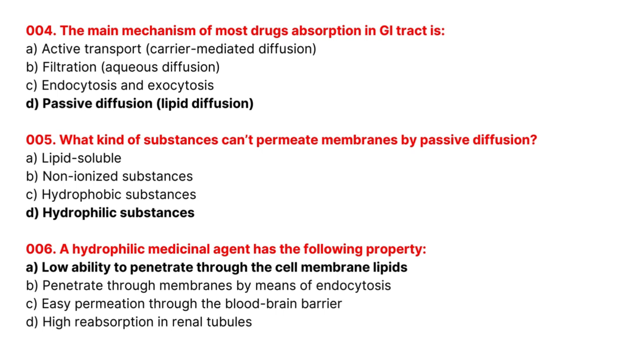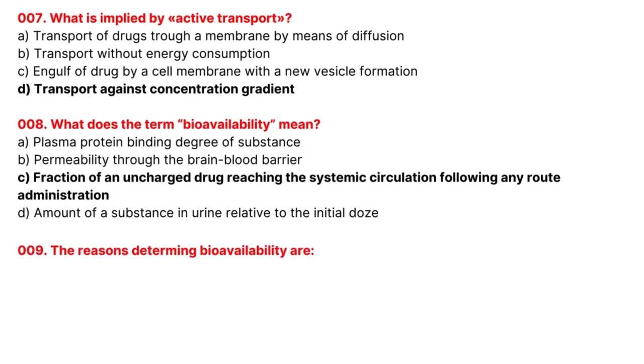Answer is D. 006. A hydrophilic medicinal agent has the following property. A. Low ability to penetrate through the cell membrane lipids. B. Penetrate through membranes by means of endocytosis. C. Easy permeation through the blood-brain barrier. D. High reabsorption in renal tubules. Answer is A.